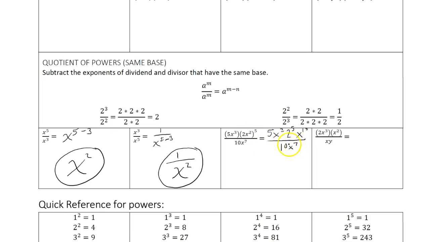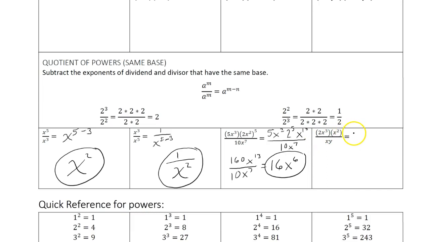Now multiply 5 times 2 to the fifth, which is 5 times 32, for 160. x to the third times x to the 10th, add the powers together for x to the 13th. The denominator is still 10x to the 7th. Now divide 160 divided by 10, which is 16, and when we divide the same bases, we subtract the exponents. 13 minus 7 is 6, for 16x to the 6th.